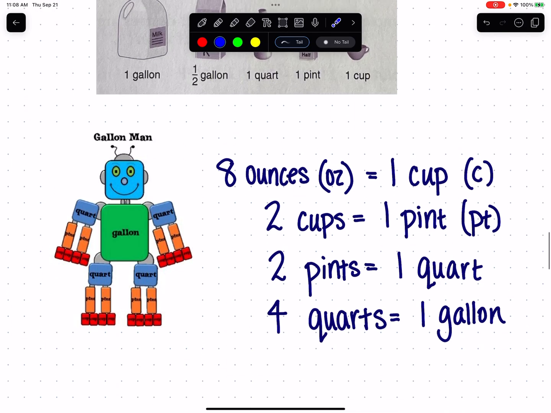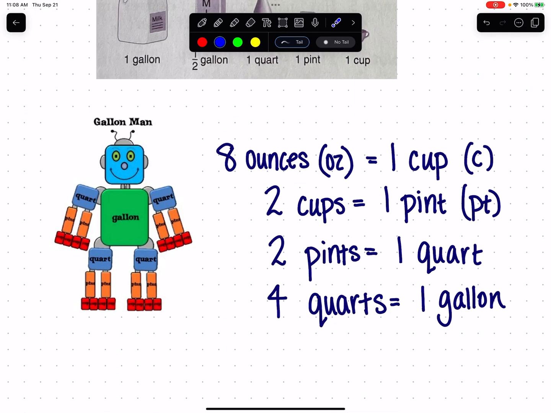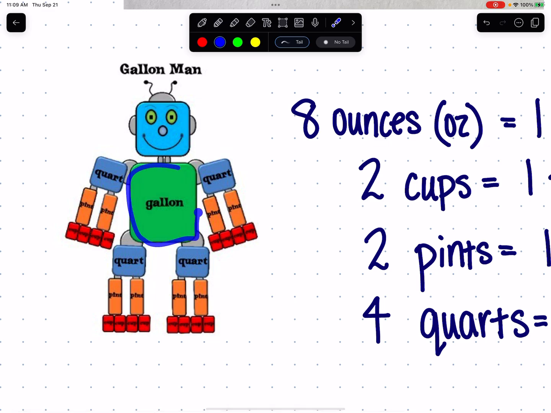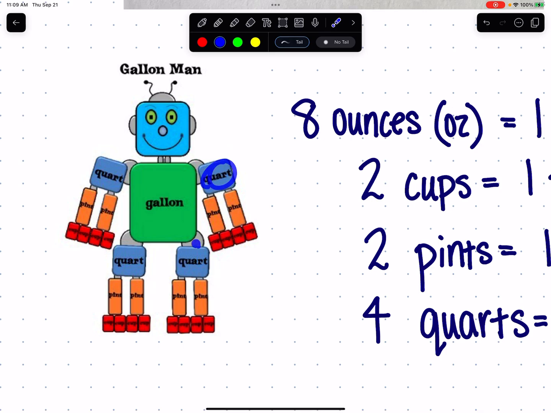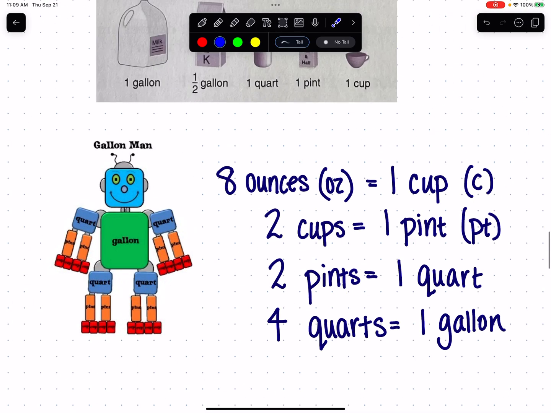Okay, and the way that you can remember that is by thinking of this gallon man. So his body is a gallon, and then each of his extremities, like the shoulder, the thigh, the knee, the other shoulder, these are quarts. And so since there are 4 of them attached to him, that means there's 4 quarts in a gallon. And then this part of his arm is a pint. And the way you can remember, there's 2 pints in a quart. So that means there's 2 pints attached to each quart.